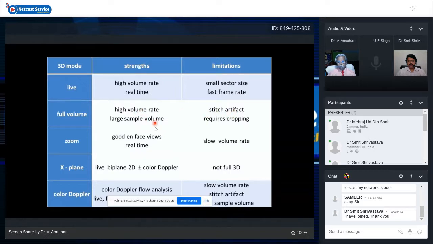Zoom is very good for 3D views, especially the mitral valve when you do the transesophageal echocardiography or transthoracic, but it has a slow volume rate. The biplane or triplane views are live biplane or 2D in color Doppler, and it is not full 3D. You must remember this. Color Doppler can be added to the 3D mode.